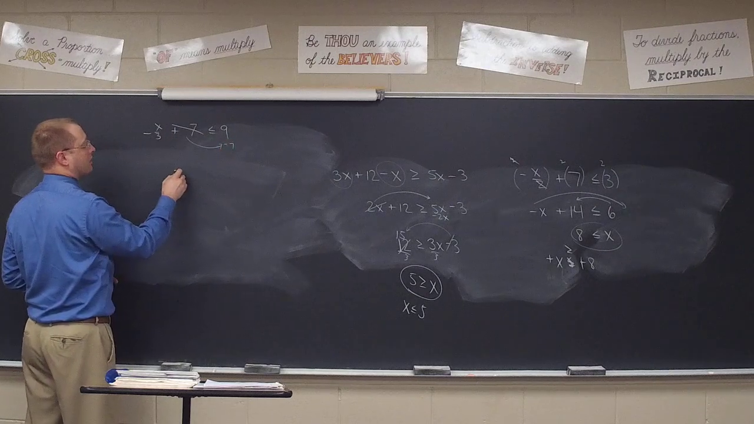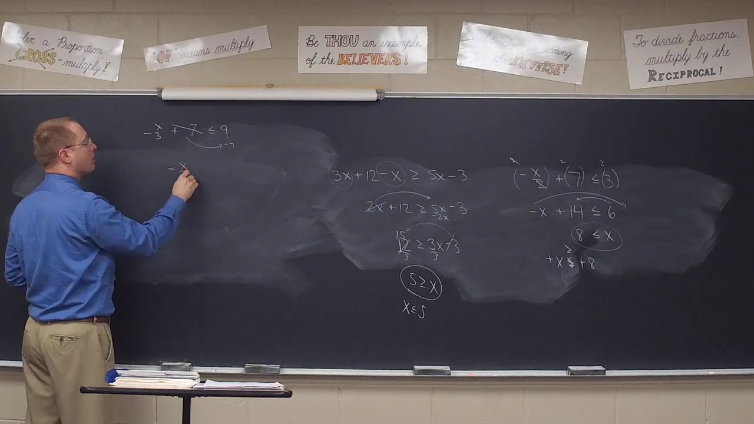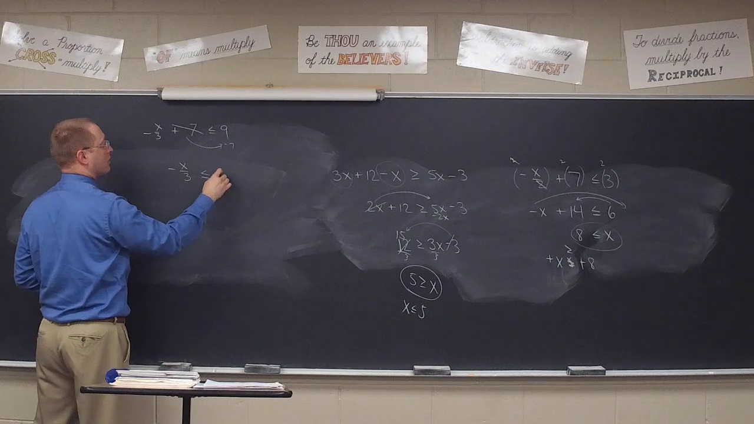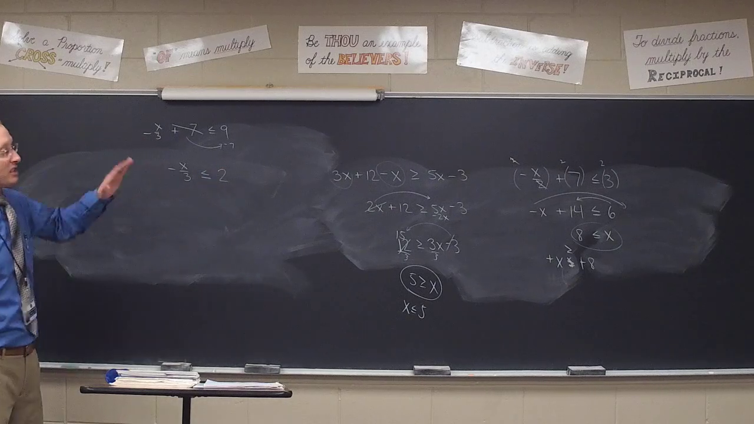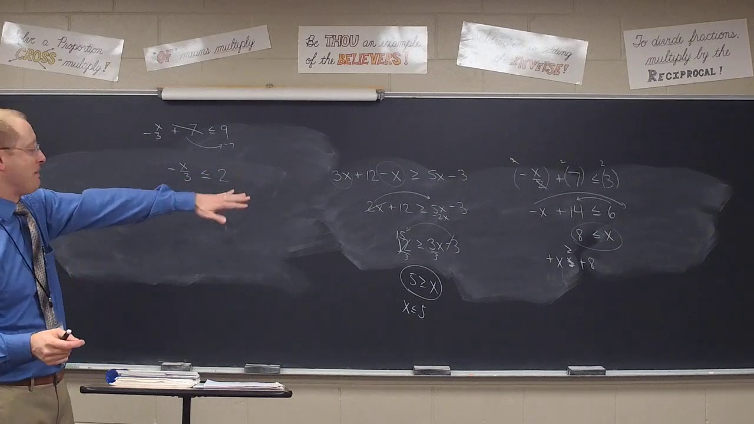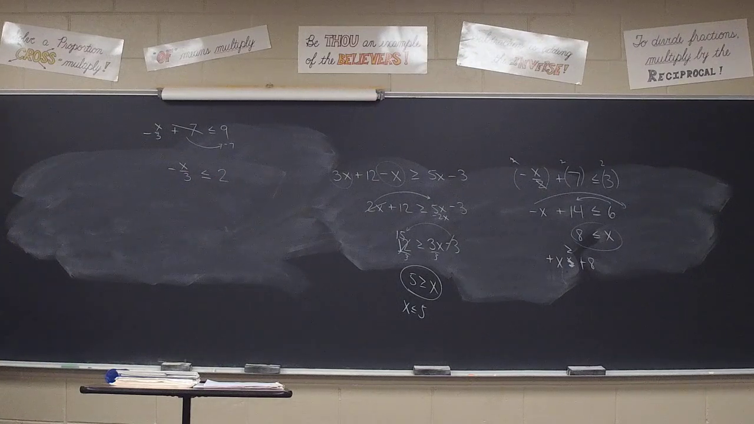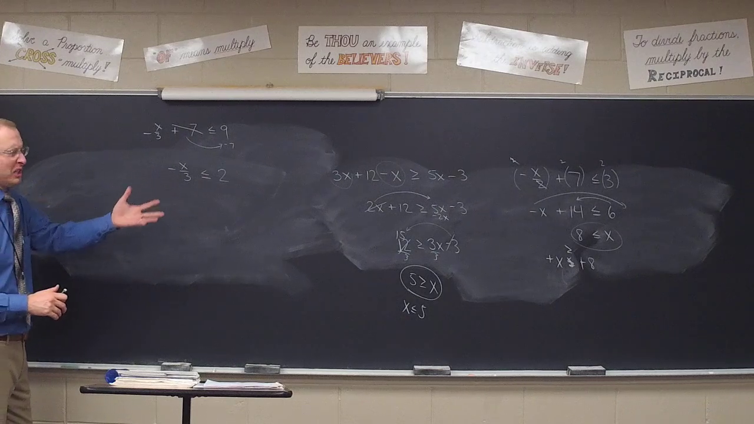to get negative x thirds is less than or equal to 2. Now, in Kyla's case, she would have created a negative if she'd done that, and maybe she would rather not mess with a negative. Maybe it's just she hates fractions so much she just wants it gone. Either way, it didn't make the problem hard, let's be honest.